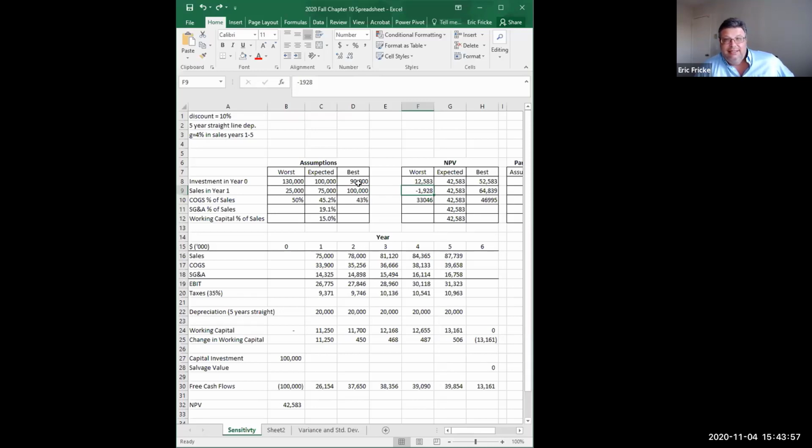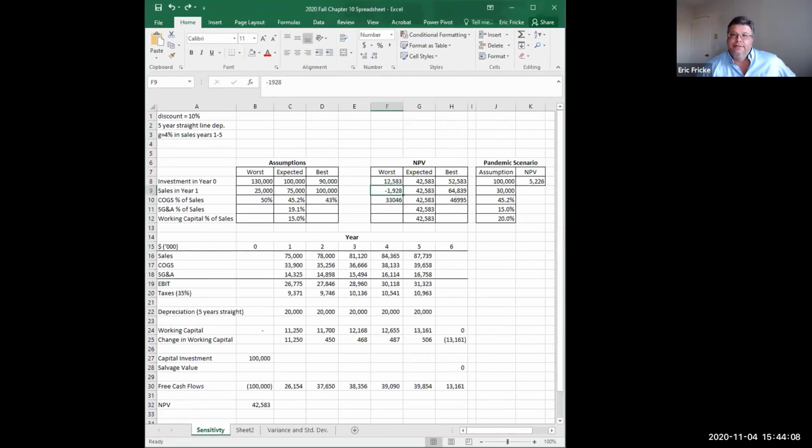So that was sensitivity analysis. Then we looked at scenario analysis. And the difference with scenario analysis is that you're looking at a situation where multiple assumptions change all at the same time. That's scenario analysis.